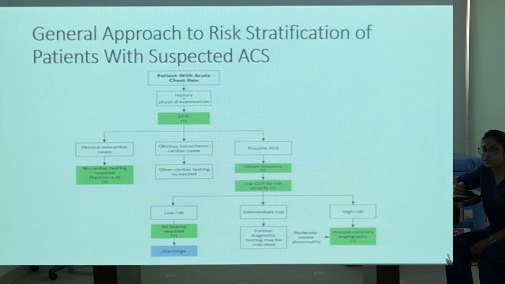Sir, high risk category. So other comorbidity factors and the patients more prone to develop acute coronary syndrome. High risk is certain criteria.